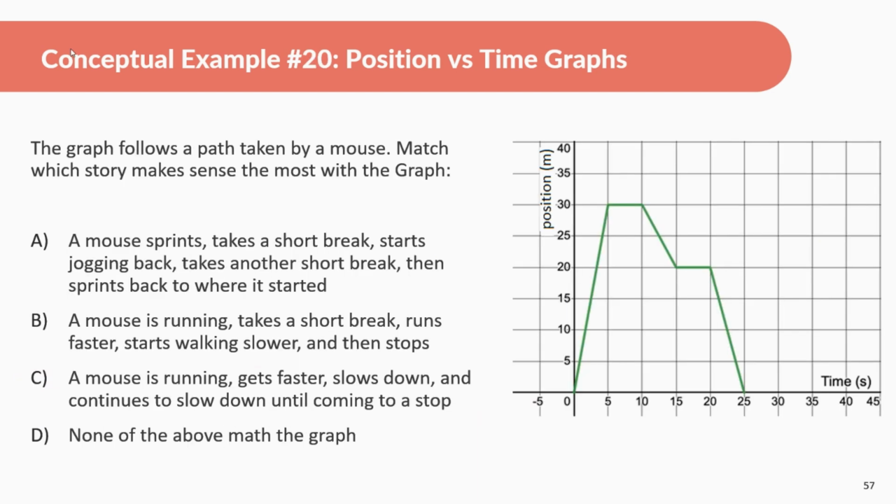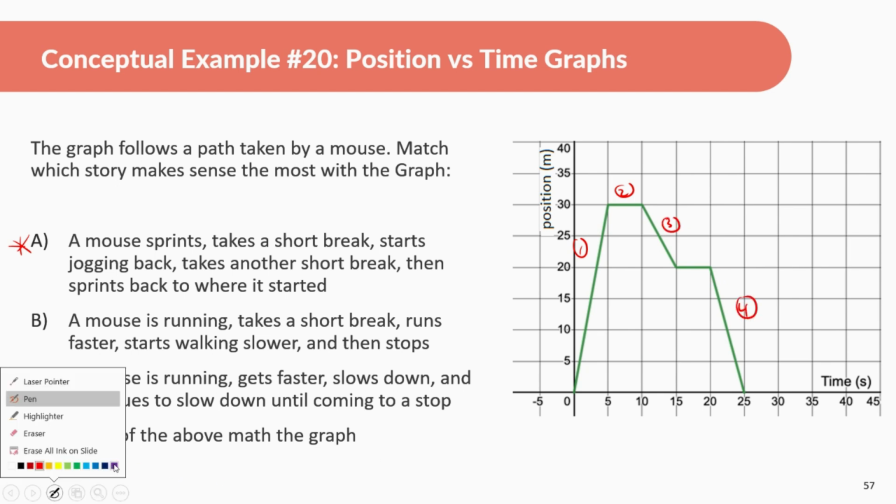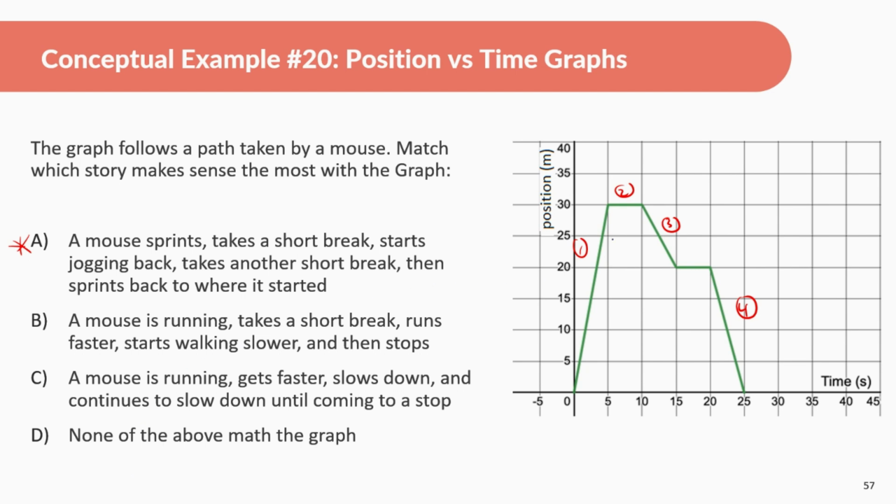Okay, let's look at this example. This next one, the graph follows the path taken by a mouse. Match which story makes sense the most with the graph. Okay, so part A here, a mouse sprints. Okay, kind of looks like that. We'll do different segments again: 1, 2, 3, 4. I'm gonna do a different color actually. We'll do this purple. A mouse sprints.